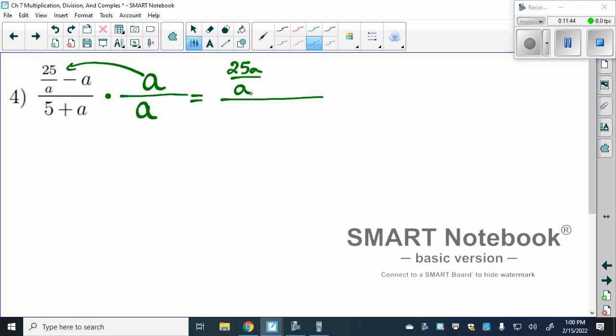Any questions on this so far? Minus, well, we're going to multiply the a by a, which gives us a squared. Now we also have to do it with the denominator, multiply each term by a. Well, the a times 5 is 5a, plus a times a is a squared.